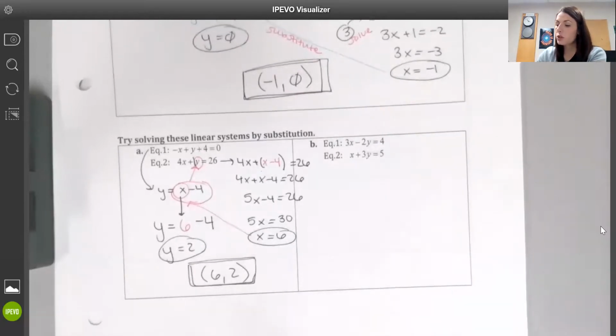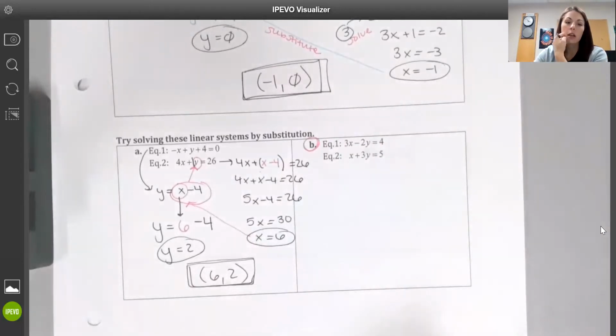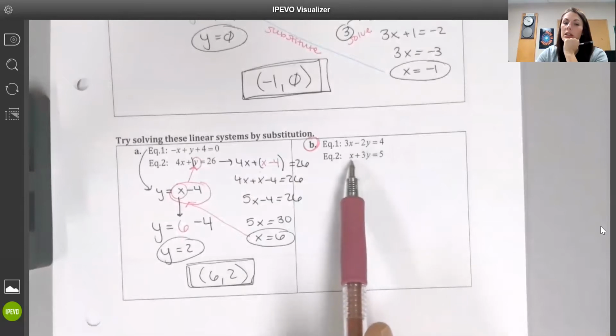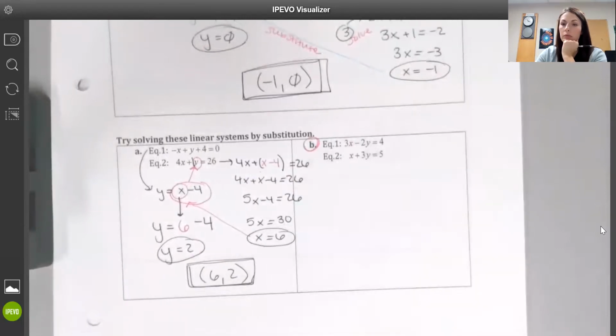So now I want you to try to isolate a variable on B and substitute in and get your x and y value, and then I'll continue the video and see how you do. For this one, I would say there's only one variable I would isolate, and that would be this x right here, because it's just one x. The rest of them have coefficients I wouldn't want to deal with.